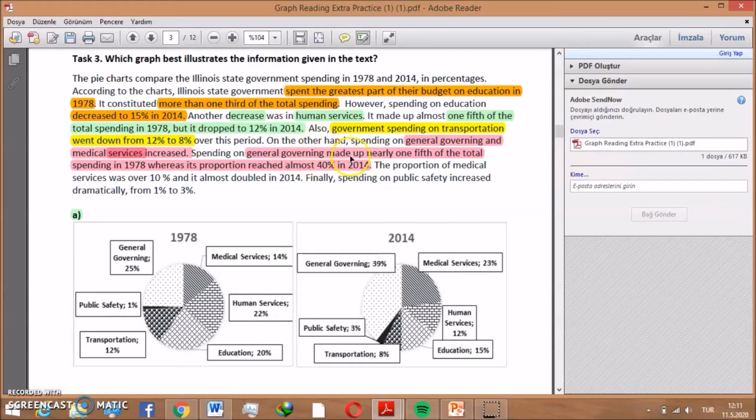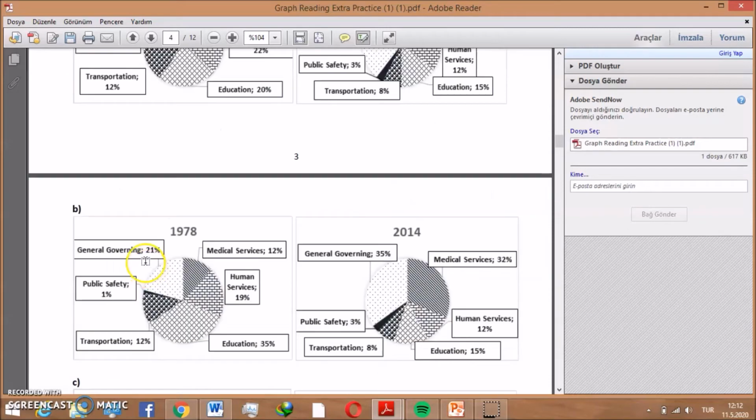General governing made up, constitute, made up, nearly 1/5. Nearly 1/5 means it is not 20, but it is something like 18, 19, 17. Nearly 1/5 of the total spending. So let's check governing. But this is, no, not A. This is more than 1/5.